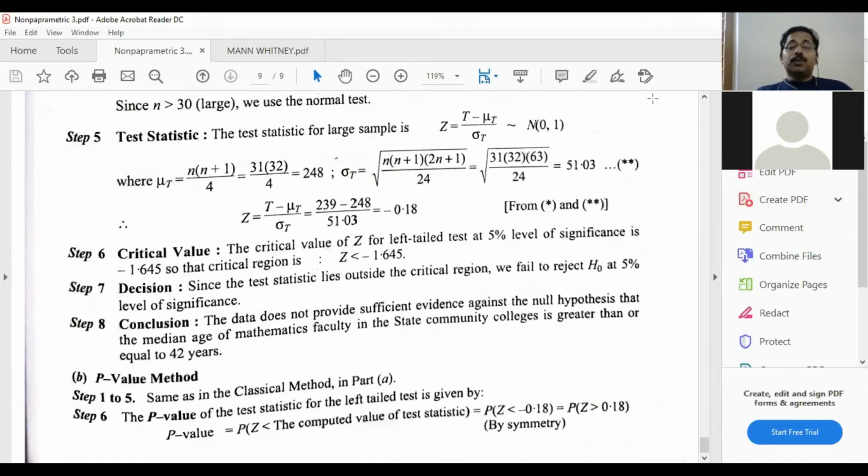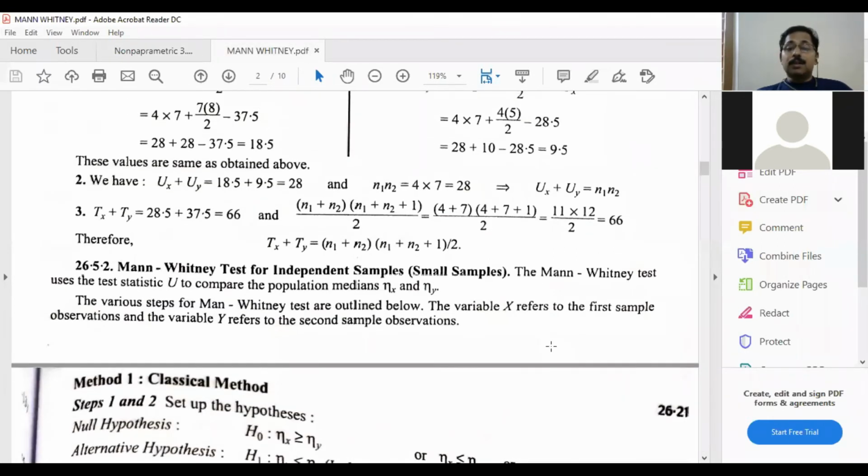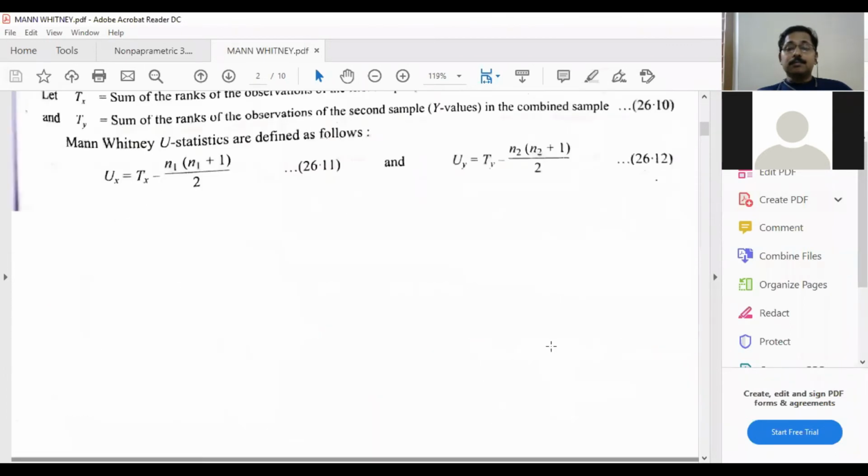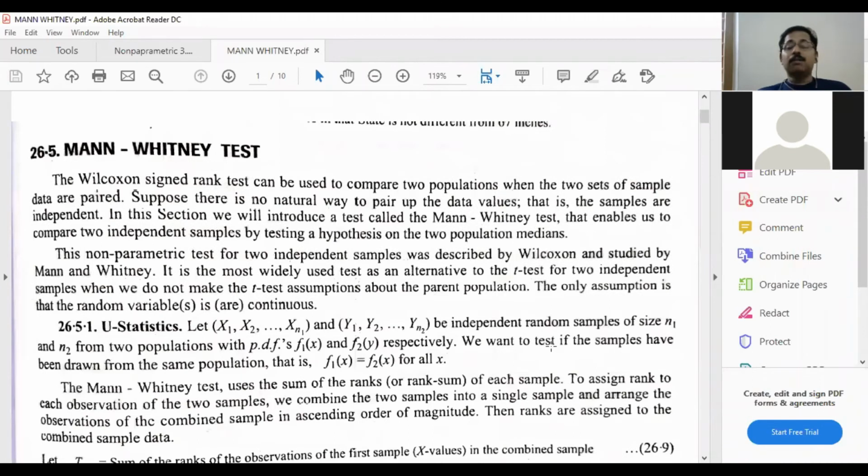I think you can follow this problem. Now we may move into another section. We have discussed the Wilcoxon sign rank test, and we see that this test can be applied for a small sample and a large sample. You have also seen that it is applicable for paired observations or dependent observations.